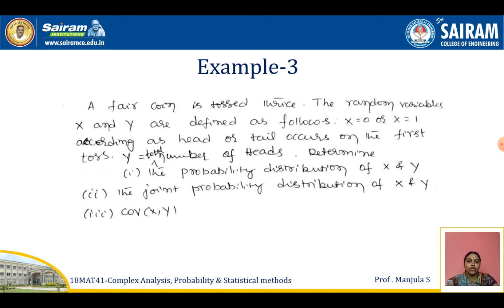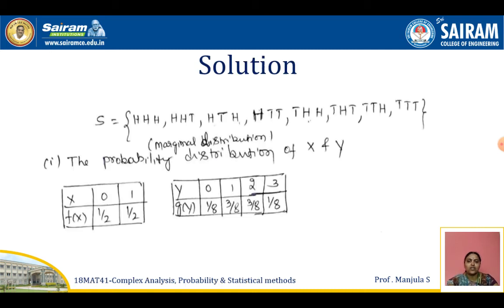Now in this condition, we have to determine the joint probability distribution of x and y, and also find the covariance. To find all these things, first we have to write the sample space.